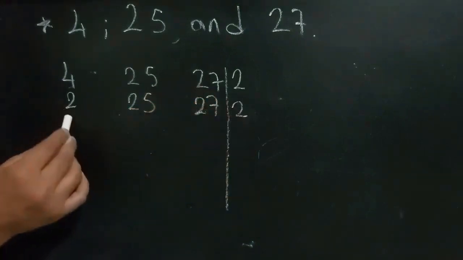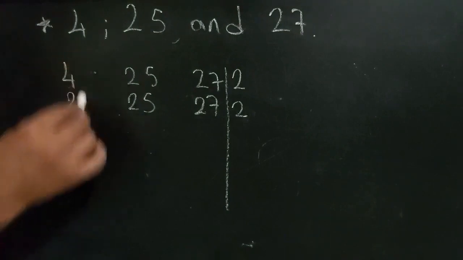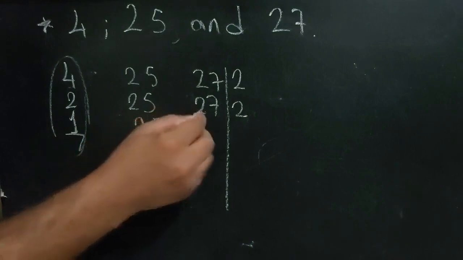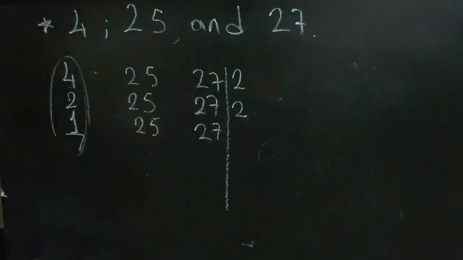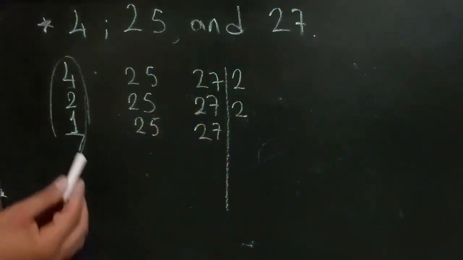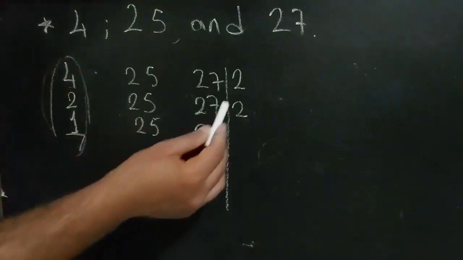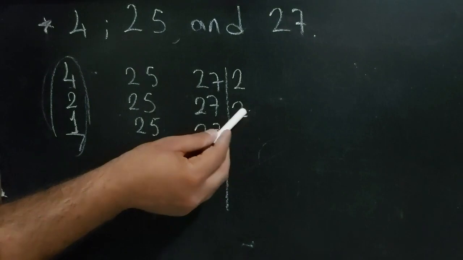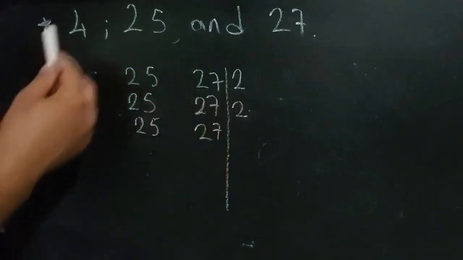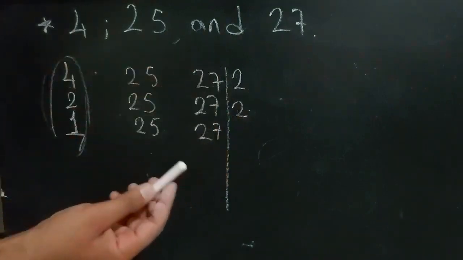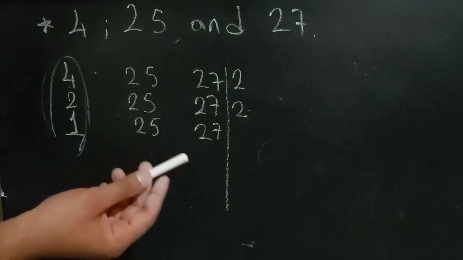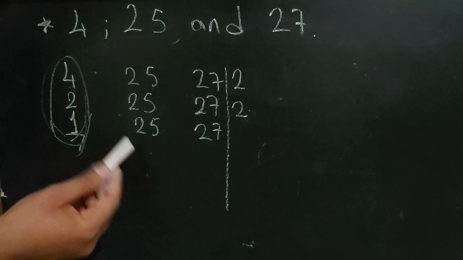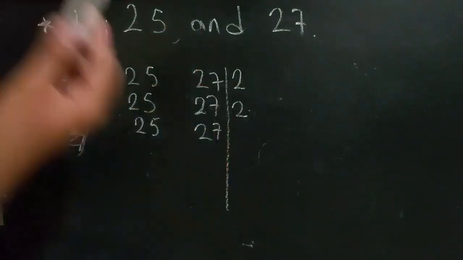Again 2, this will be 1, and stop to check this part. 25 is not divisible by 2, write the same. 27, not divisible by 2, write the same. Now I stop to check this part. And if you notice, these two 2's are not common for all those numbers, that's why I didn't circle. And after that, I can't circle any number because I stopped this one. Remember, I told you to circle any number, it must be common for all of them.